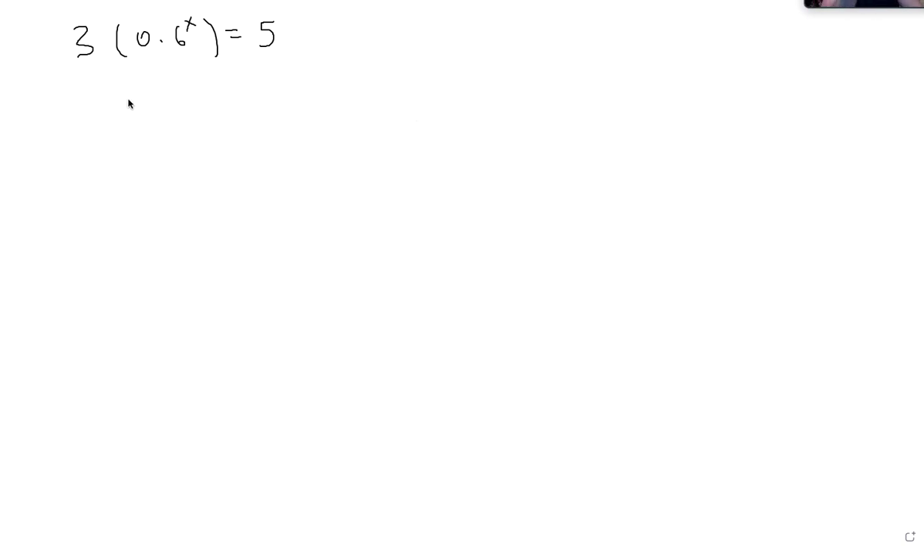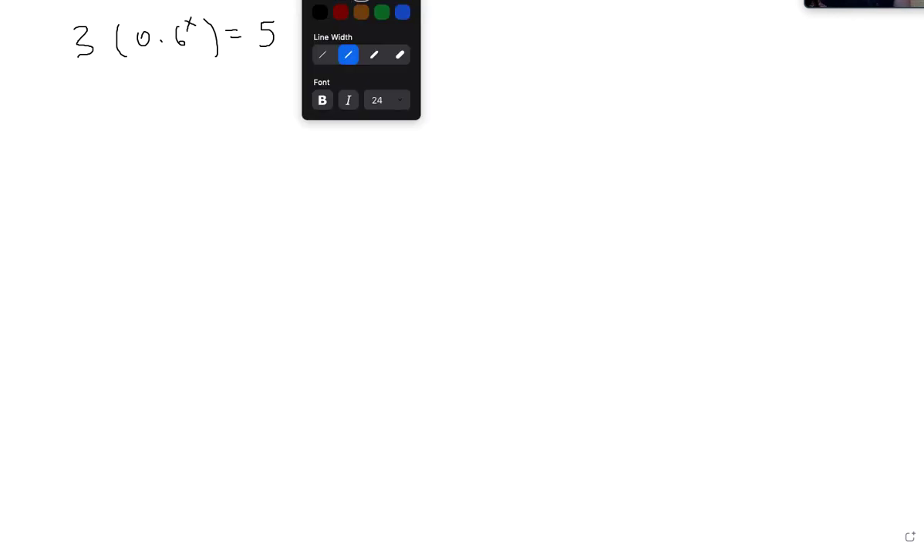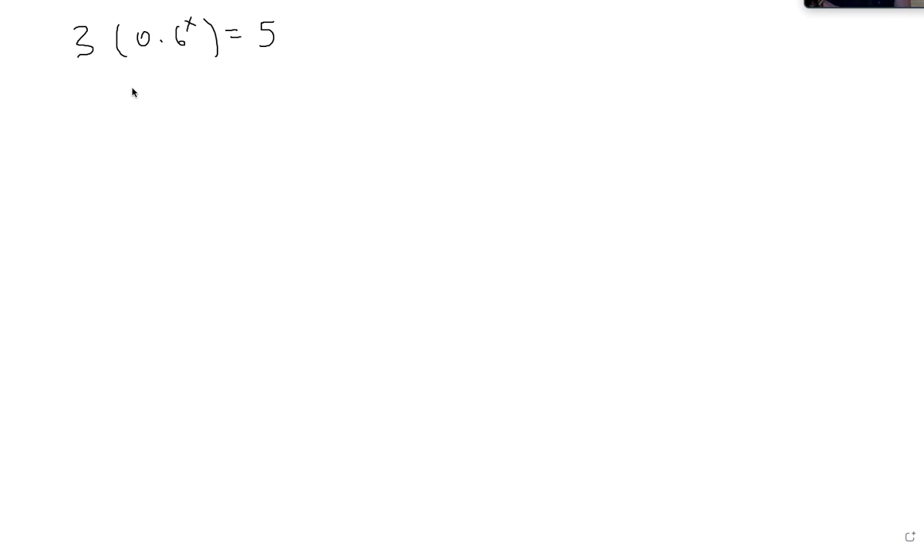Okay, so this one's kind of funny. You can do this one two ways. So the first way I'm going to do this is basically how the rest of the exponentials you're going to solve. This is the method you want to use. And then after that, I'll show you something sneaky you could have done. So first thing we want to do is isolate the exponential.